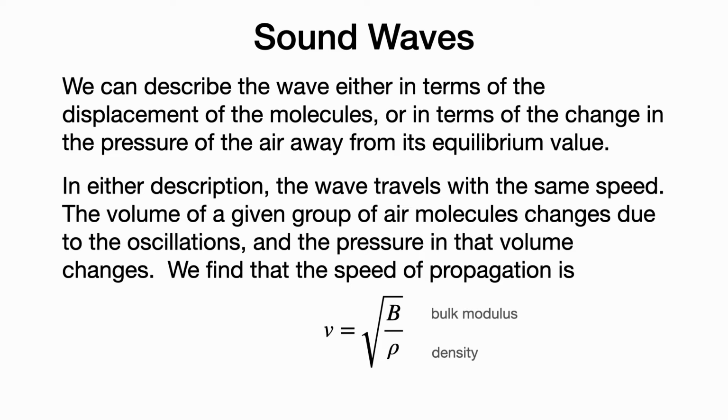The volume of a given group of air molecules changes due to the oscillations, and the pressure in that volume changes. Now, it is the bulk modulus which relates changes in the volume of an object to the change in the pressure acting on it. So it is not surprising that we find that the speed of propagation of waves in air is equal to the square root of the bulk modulus divided by the density of the air.